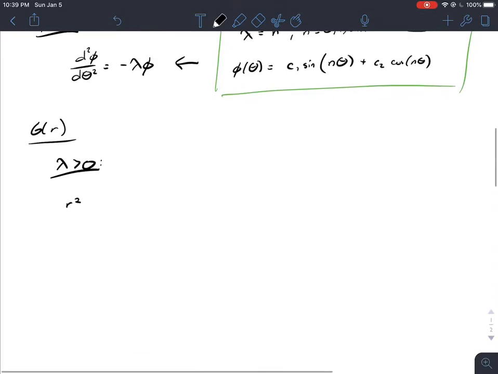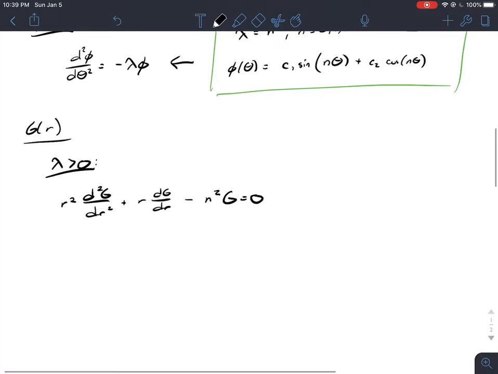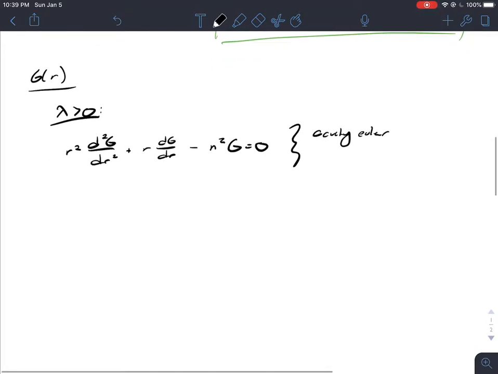This case states that r squared d squared g dr squared plus r dg dr minus n squared times g is equal to 0. This equation right here should seem familiar to you. It should look like a Cauchy-Euler. And if we solve this out using the appropriate trial function, we should get that g of r is equal to c3 r raised to the positive n plus c4 r raised to the negative n.